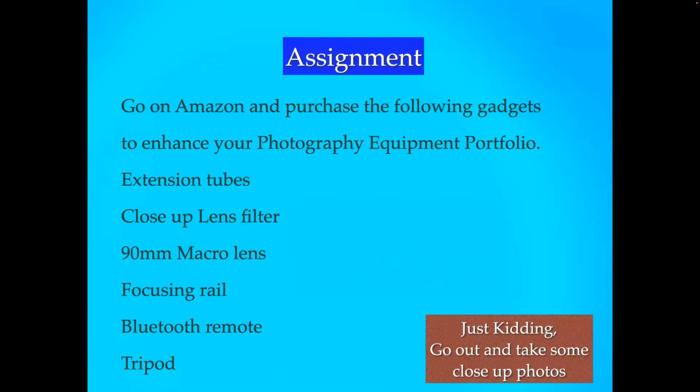So here's your assignment. Go on Amazon and purchase the following gadgets to enhance your photography equipment portfolio. Got to have some extension tubes. You need a close-up lens filter. Got to have a 90 millimeter macro lens. Get yourself a focusing rail. Get that Bluetooth remote and a tripod and head on out. Let's take some pictures. And I'm just kidding.